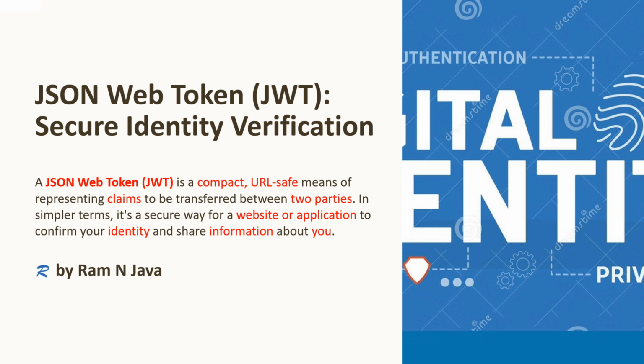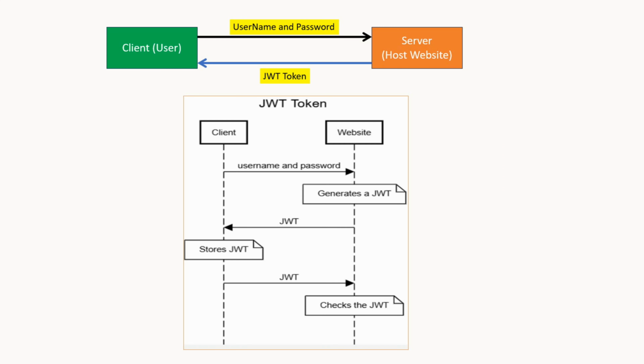In this video tutorial, I will explain what a JSON Web Token, or JWT, is. JSON Web Token is a compact, URL-safe means of representing claims to be transferred between two parties. In simpler terms, it is a secure way for a website or application to confirm your identity and share information about you. Now we will see how JWT works.